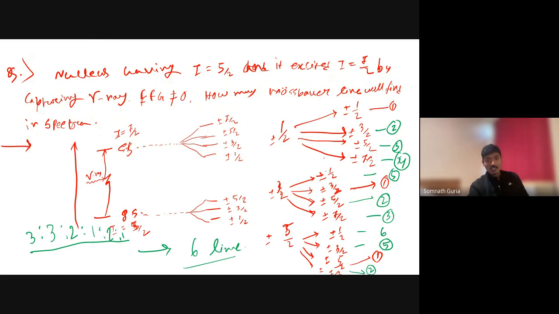If they are similar in energy, they are degenerate states and you will get them in one line, and the intensity will be different depending on how many transitions are similar in energy. Okay, so this is one problem.